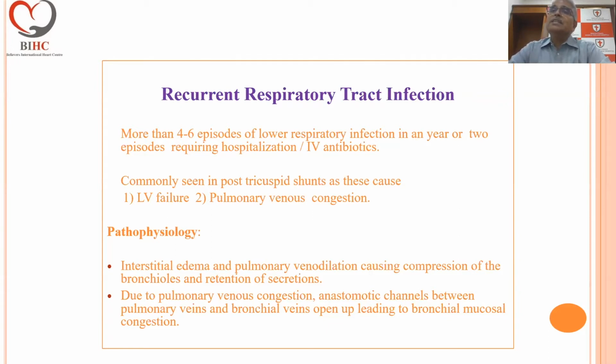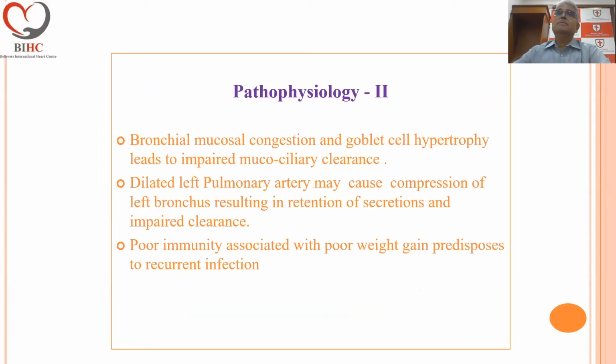And due to pulmonary venous congestion, anastomotic channels between pulmonary veins and the bronchial veins open up, leading to bronchial mucosal congestion. Bronchial mucosal congestion and goblet cell hypertrophy lead to impaired mucociliary clearance. And a dilated left pulmonary artery, which happens in large left to right shunts, may cause compression of the left bronchus, resulting in retention of secretions and impaired clearance. And poor immunity associated with poor weight gain will predispose to recurrent infection.